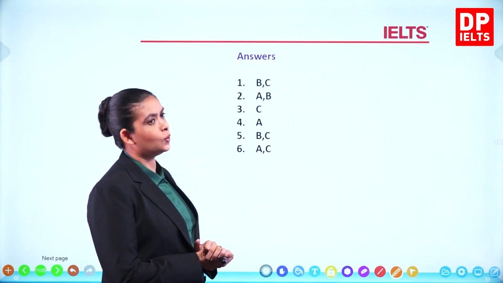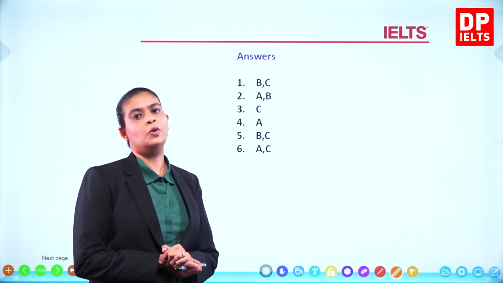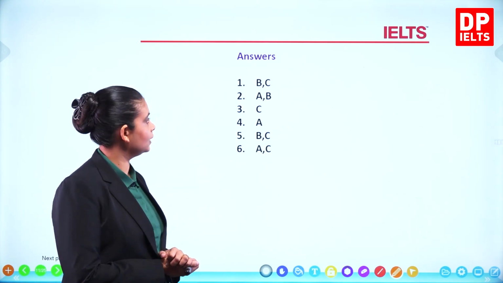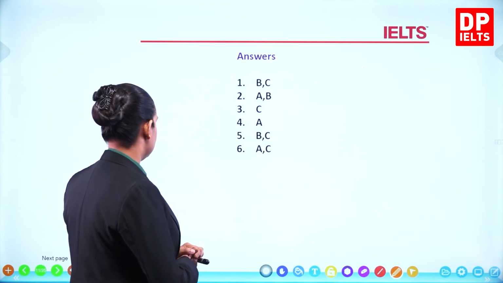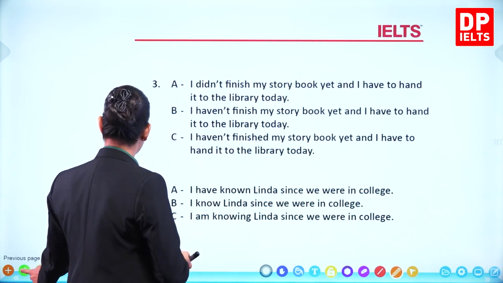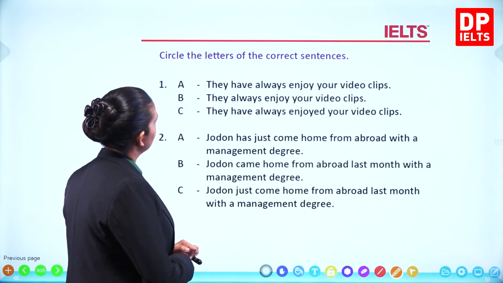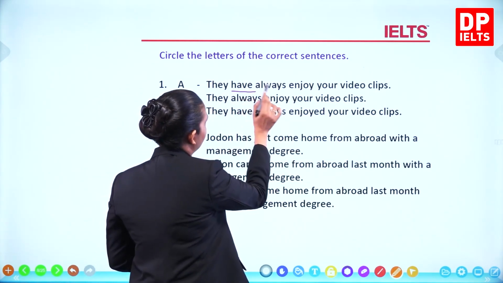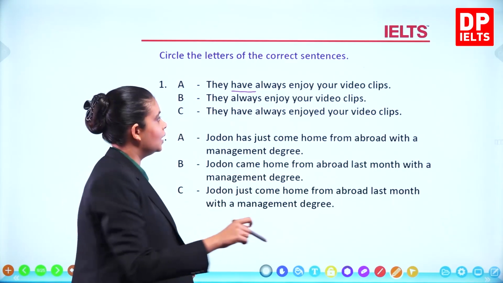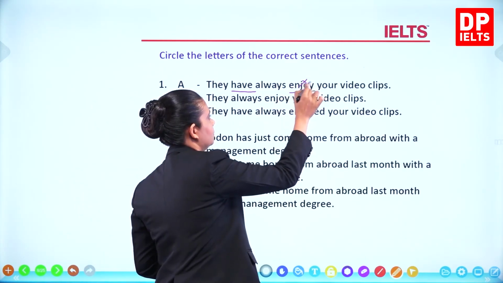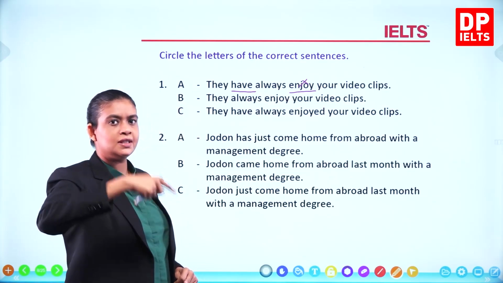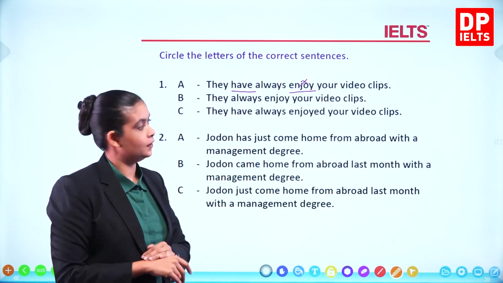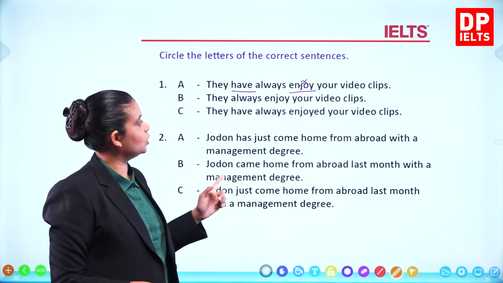And here are your answers, right? So I'm sure you paused it and did it. So you can have a look at the answers now. Let's have a look at the answers. The first one. They have always enjoyed. Now, if you have, then what are you supposed to use? The past participle of the verb. So, enjoy, enjoyed, enjoyed. So, can you say they have always enjoyed? Wrong. They always enjoy your video clips.